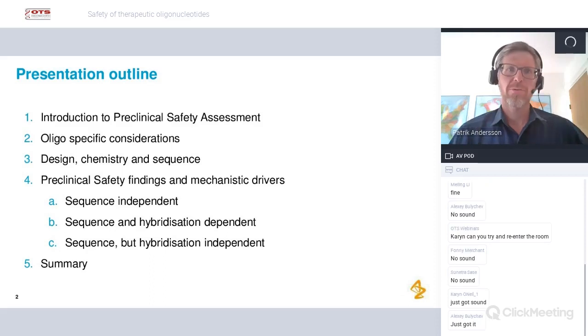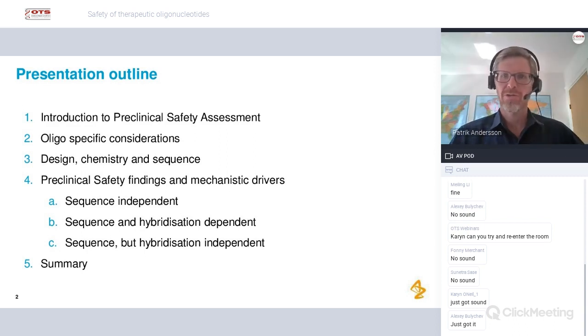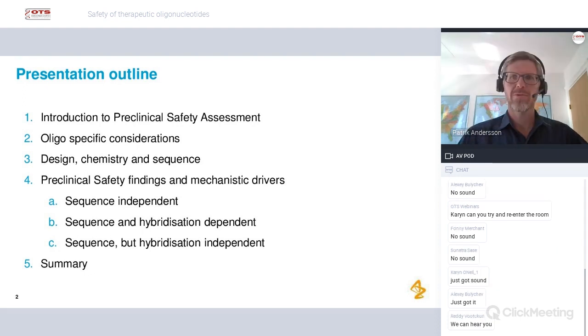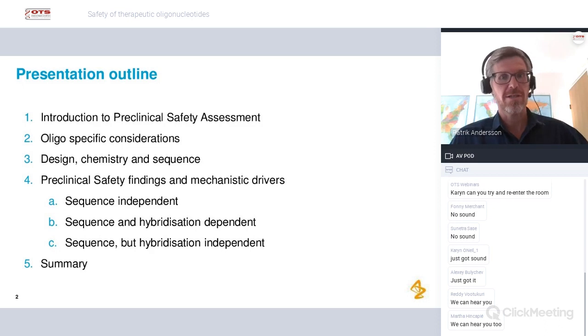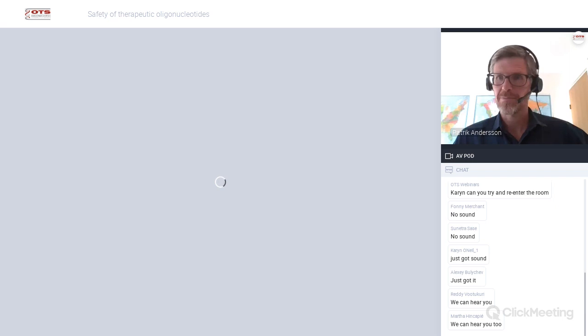So the presentation outline: first, give an introduction to preclinical safety assessment. I make the assumption that some of you are not toxicologists, so it's probably good to give you some context of this. Then mention a little bit of oligo-specific considerations, talk about design, chemistry, and sequence, and then preclinical safety findings and the mechanistic drivers thereof: sequence-independent, sequence and hybridization-dependent, and sequence but hybridization-independent. Hopefully that will be clear when we get there, and just a short wrap-up and questions.